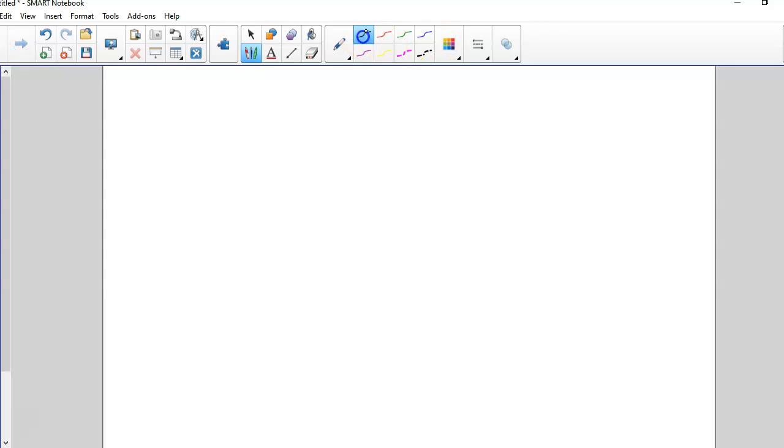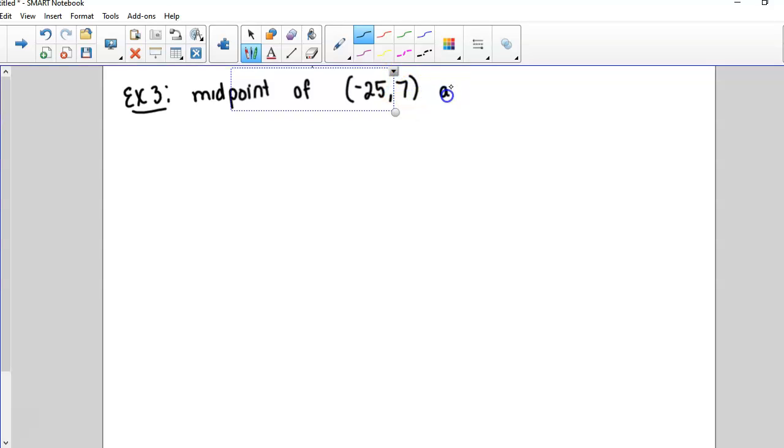All right, let's keep going. Let's do a couple more of these. So for this one, find the midpoint of negative 25, 7, and 17, 2. Okay, so for this, we're asked to find the midpoint. So again, we're using that formula. The formula says that we add together, divide by 2, add together, divide by 2.